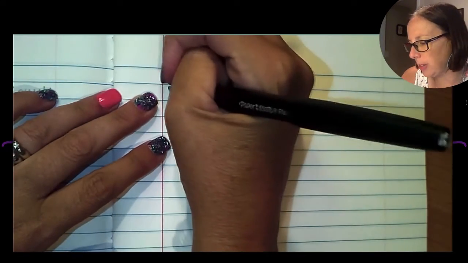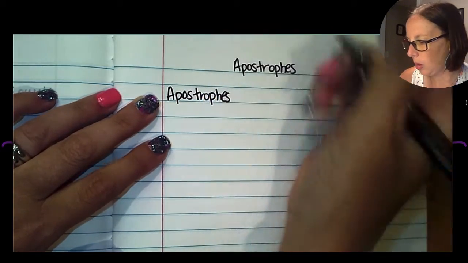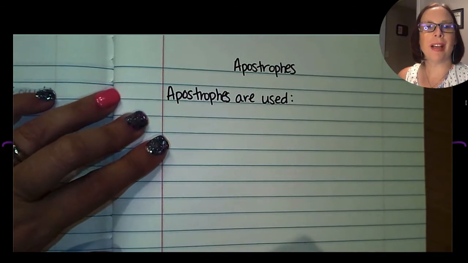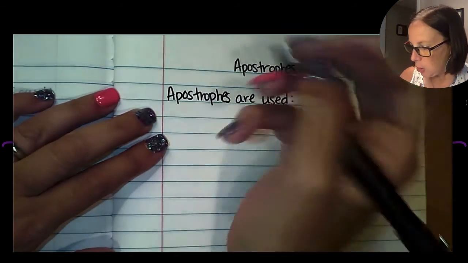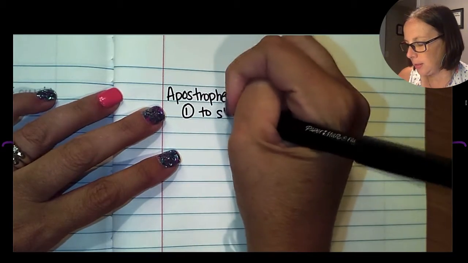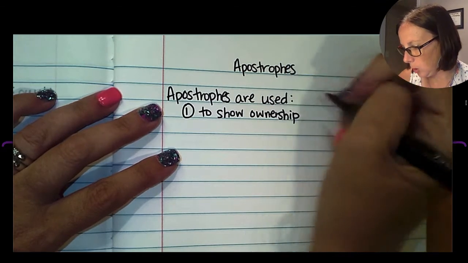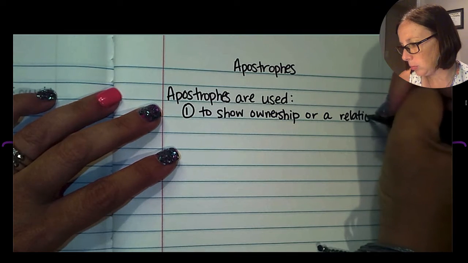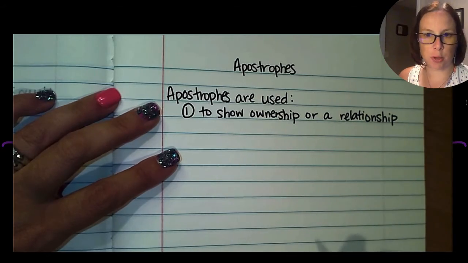Okay, so apostrophes. Okay, so apostrophes are only used in 2 ways, only 2, okay? The first one is to show ownership or a relationship. Okay, so that's the first one.